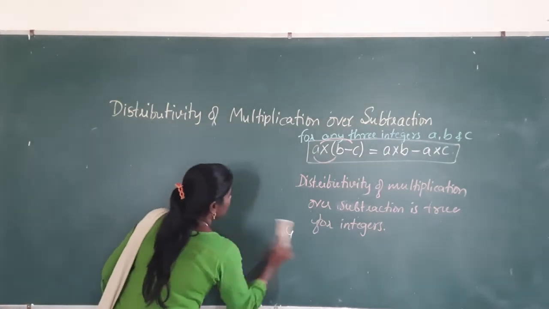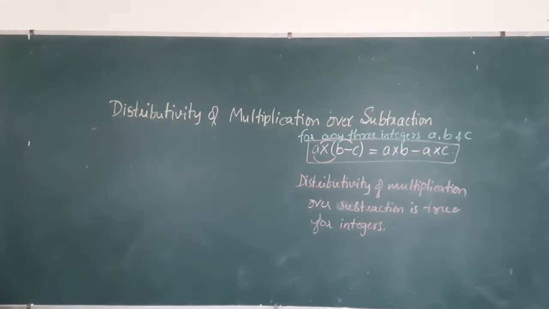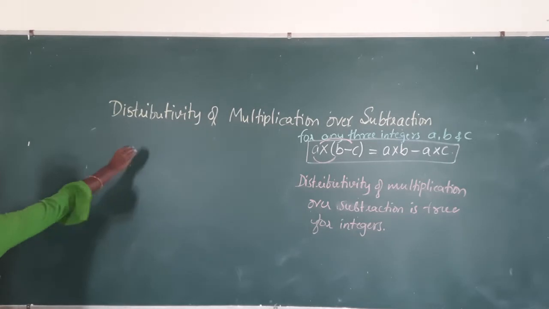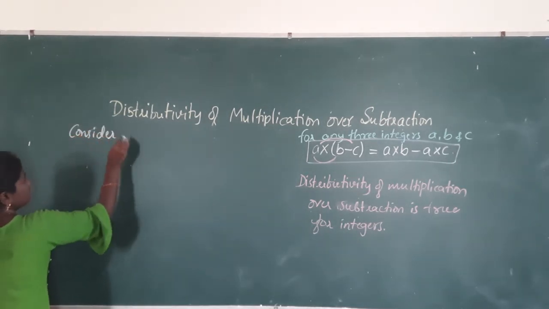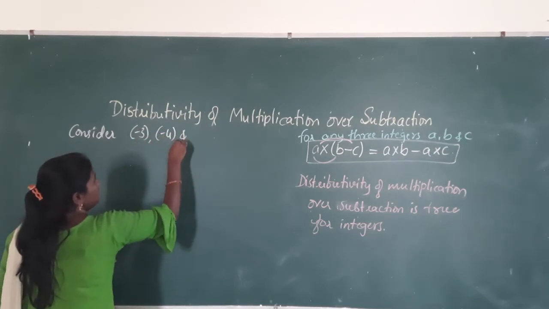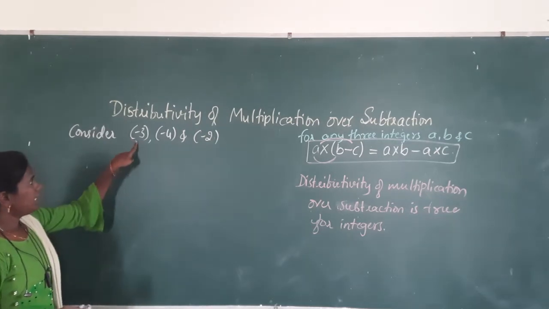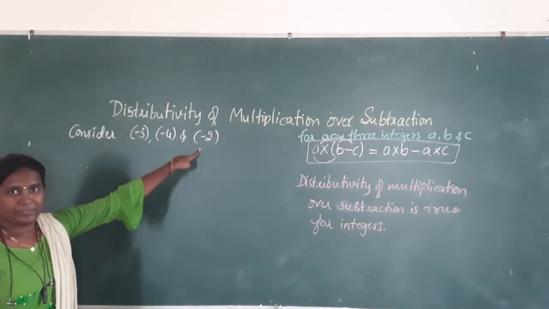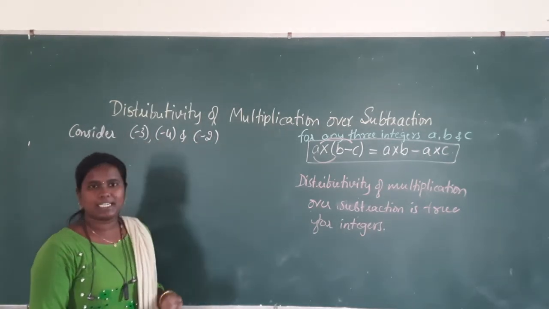Here, I am going to consider all the three as negative integers only. Consider minus 3, minus 4 and minus 2. See, A, B, C. Right? We consider three integers as minus 3, minus 4 and minus 2.